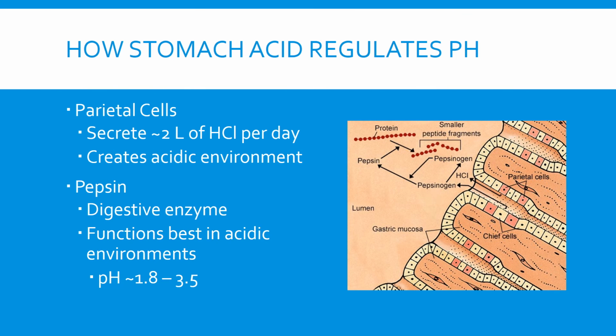How stomach acid regulates pH. Parietal cells secrete about 2 liters of HCl per day. This creates an acidic environment. Pepsin is a digestive enzyme which functions best in acidic environments, a pH of about 1.8 to 3.5.